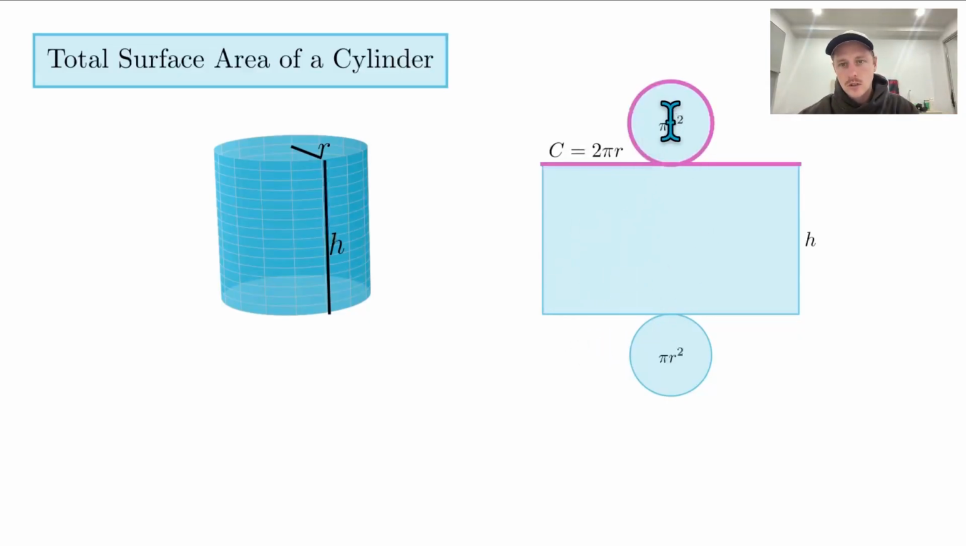So you'd have two circles. Each of those has an area of pi r squared, because that's the area of a circle. I'll put a link below if you want to explore that idea a little bit more. But the tricky part is this rectangle that you get. I've tried to highlight it here in pink.